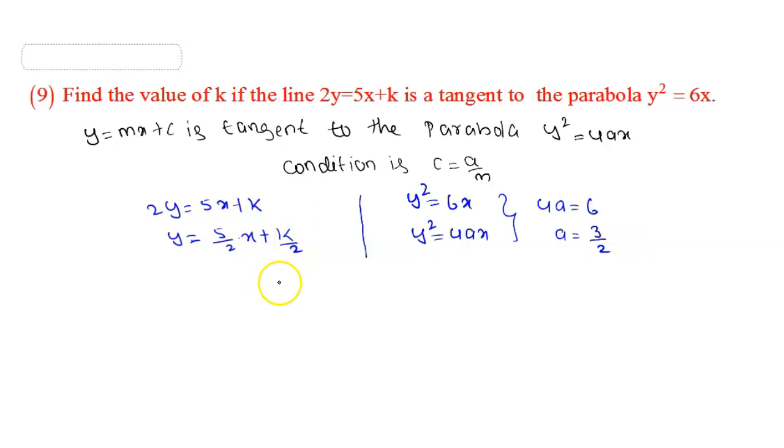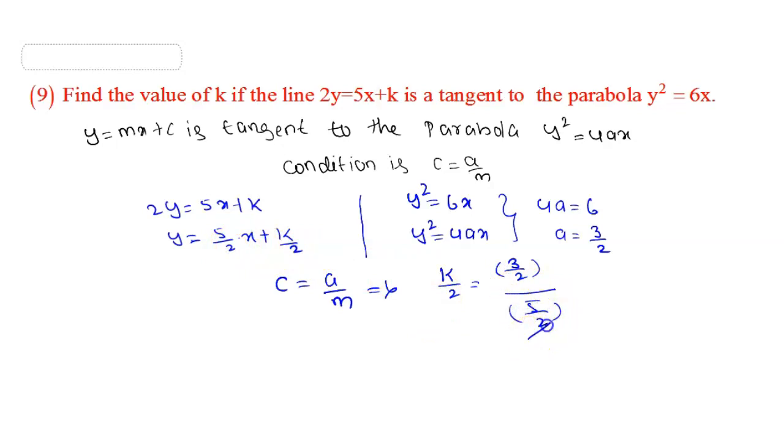Here what is our condition? c is equal to a by m. This implies the c value here is how much? k by 2. So k by 2 is equal to a, and the a value is 3 by 2, divided by m. The m value is how much? 5 by 2.